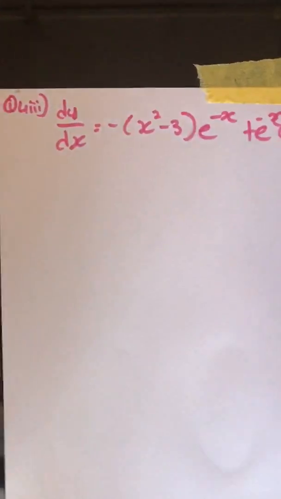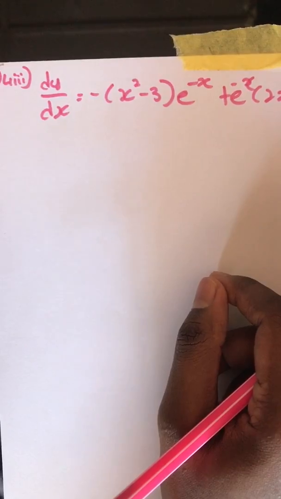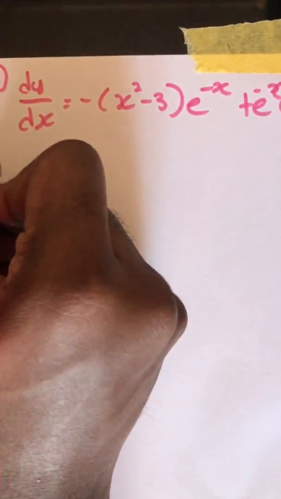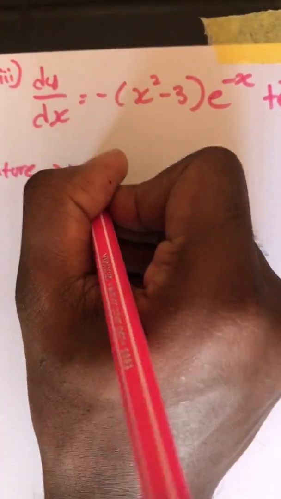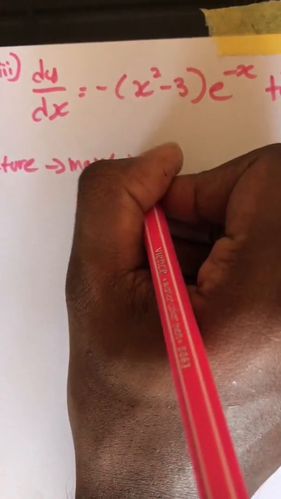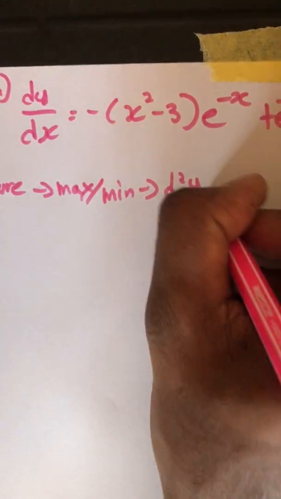Okay guys, so we're in question number 4, the last part. They ask you to find the nature of the stationary point. If you remember, when they say nature of stationary point, what are we talking about? Nature of stationary point means you want to know the max or min. So how do we do that? d2y over dx squared. We do the double differential.